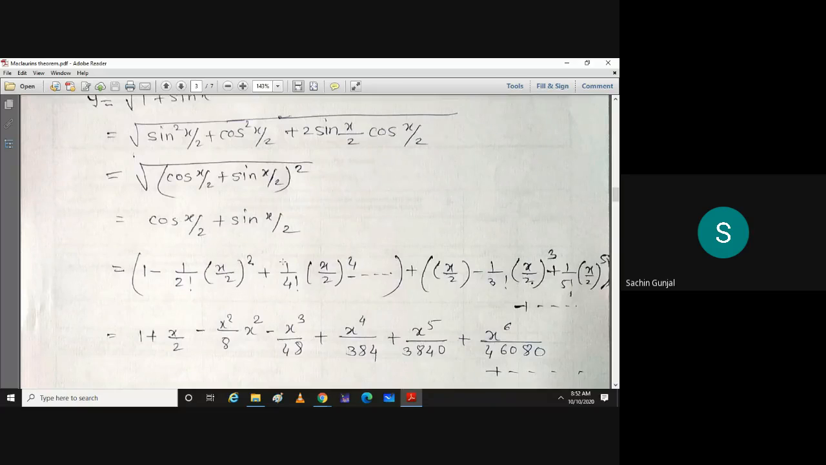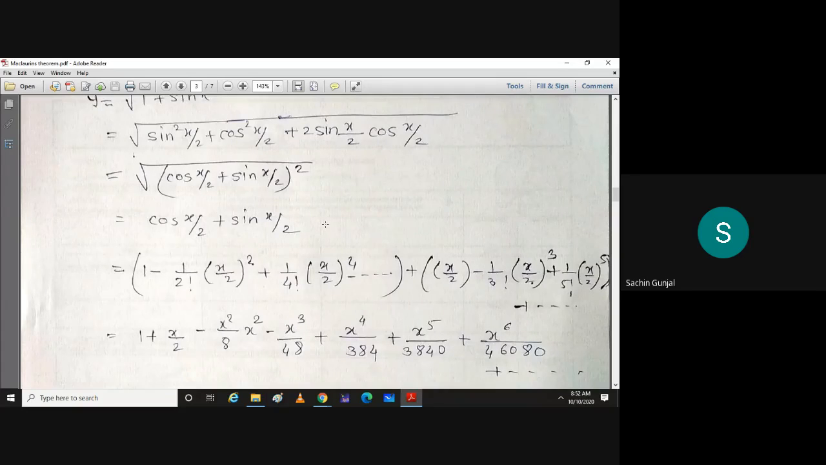Okay. So there should be one more term in this cos x, and what should that be? This x by 2 raised to 6 upon 6 factorial. Okay, that term has to be there. All right, up to this step, any doubt? No, sir.